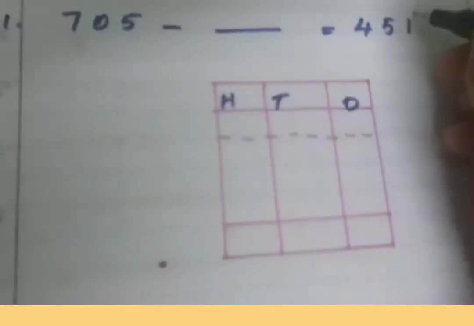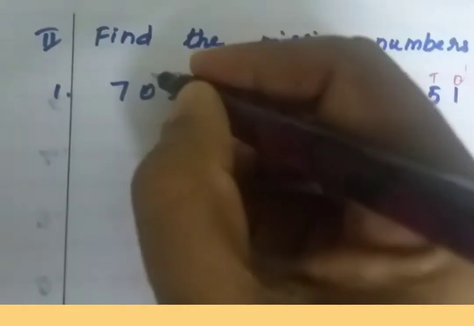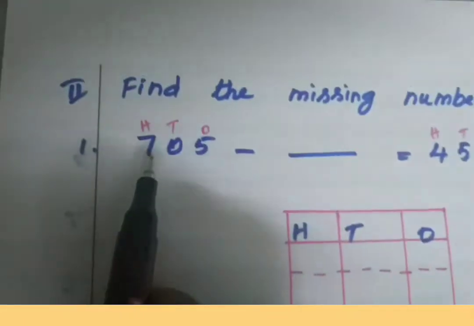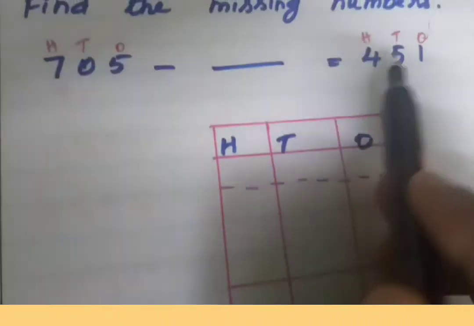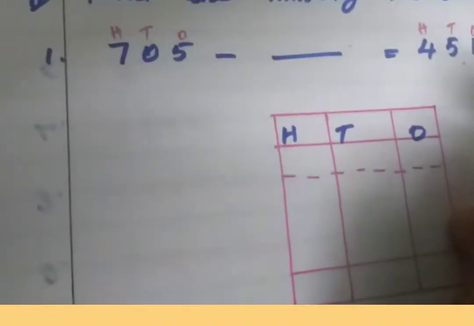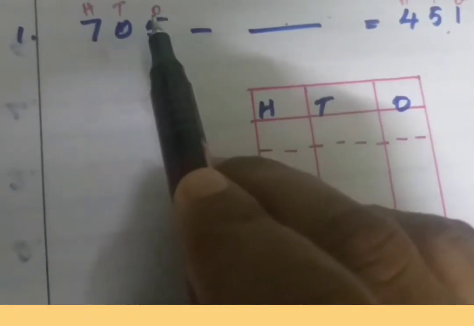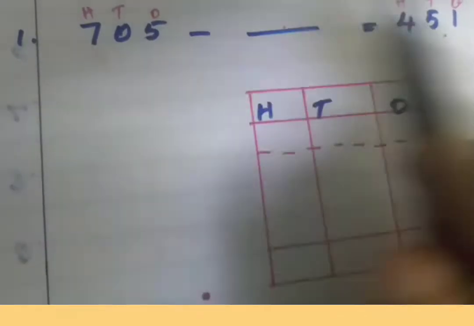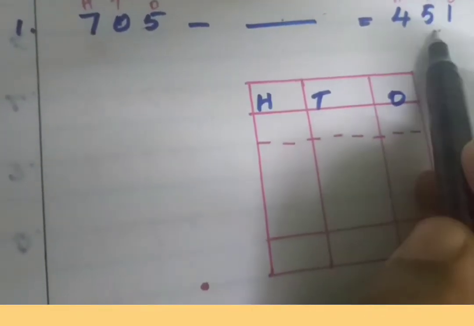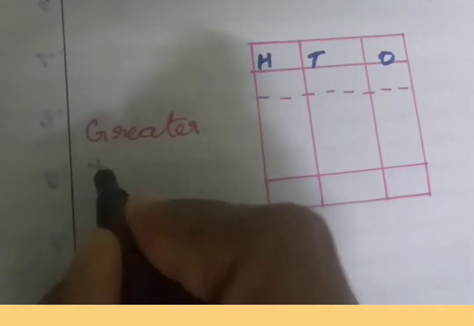You should write the places: ones, tens, hundreds. The first one is the greatest number, the second one is the smallest number, and the third one is the difference, isn't it? Now you have to find the smallest number, which means you should subtract the difference from the greatest number. Write the greater number and difference.